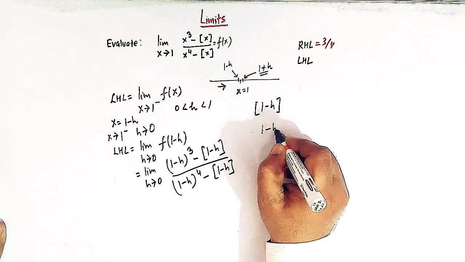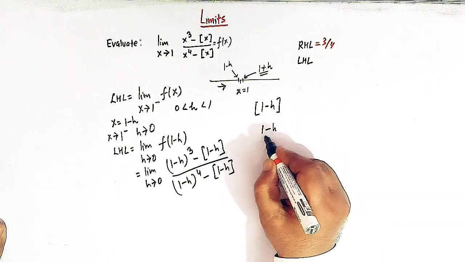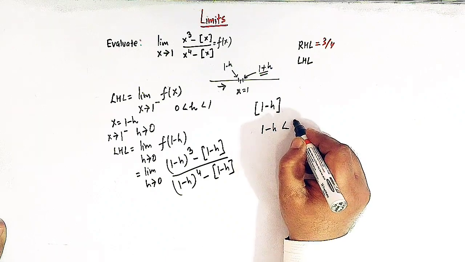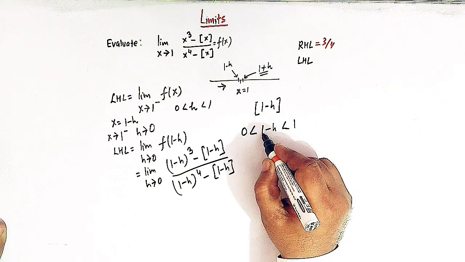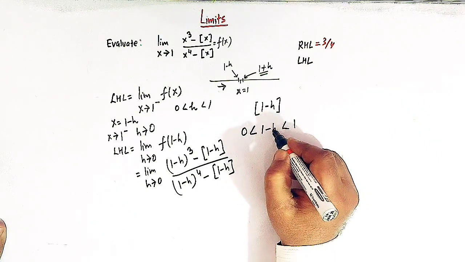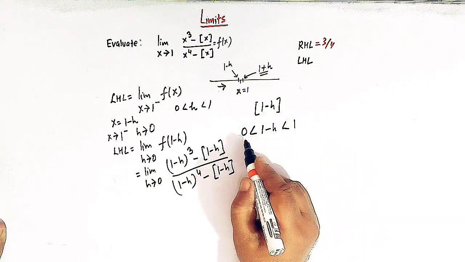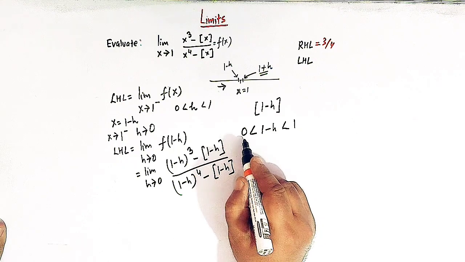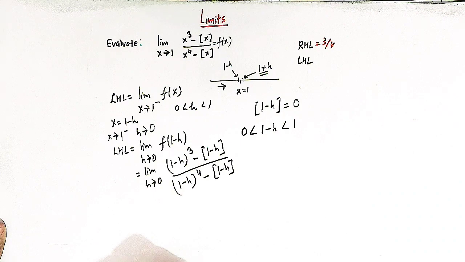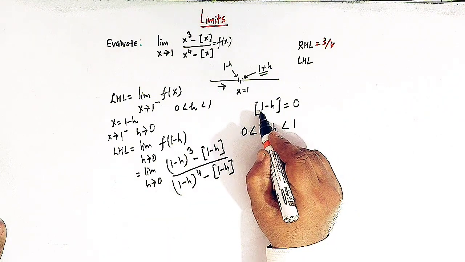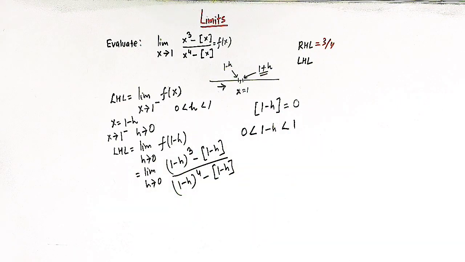So it means when we subtract h from 1, then this expression 1 minus h is slightly less than 1, but it is greater than 0, right? Because h is less than 1, so 1 minus h remains a positive quantity. But 1 minus h is slightly less than 1, but it is always greater than 0. So the greatest integer of 1 minus h should be equal to 0, right? Because the greatest integer less than 1 minus h is 0.